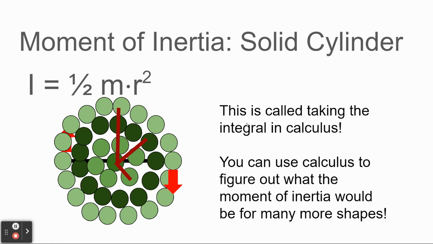Or if you're in calculus, you can calculate it yourself. Or if you don't care, you just look it up in your textbook and go, oh, look, this shape is 1/2 mr squared. But the reason why it's 1/2 instead of just mr squared is you'll notice that a lot of this mass is close to the center of the circle. It's not all at a radius of r. And so that's where this 1/2 comes from.